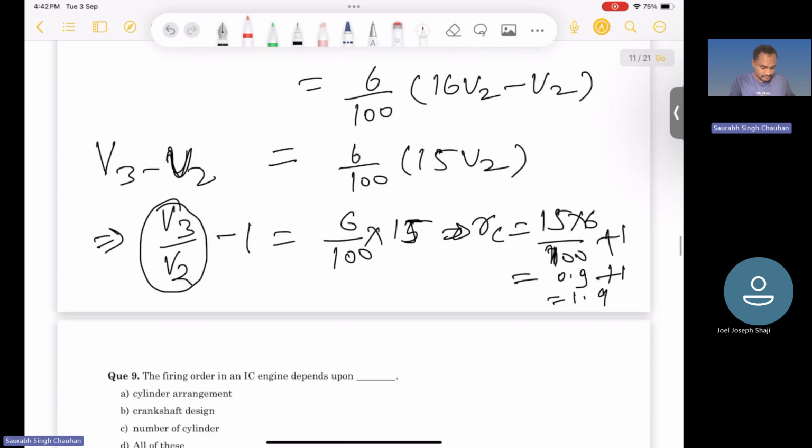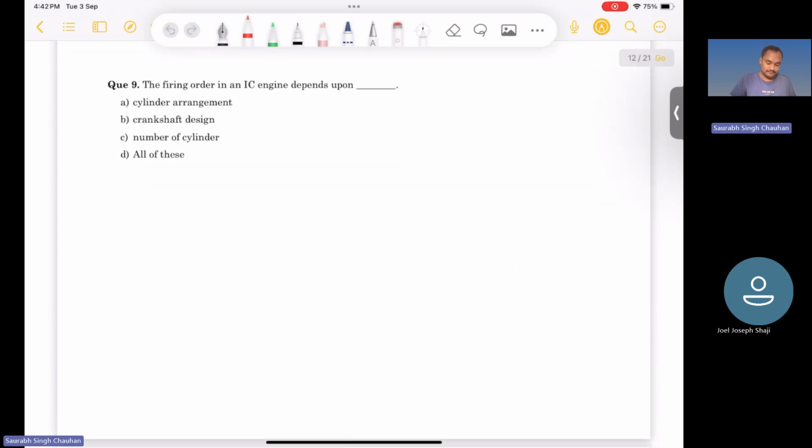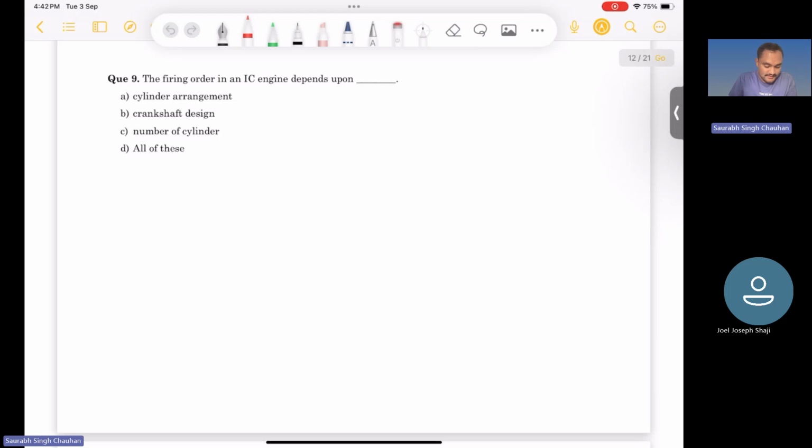Okay, we will solve question number 9. Question number 9 says the firing order in an IC engine depends on. Before moving forward, I will just explain what it means. Most engines will have more than one cylinder, like in tractors or buses or heavy-duty applications, you will have two cylinders, three cylinders or even four, five, or many cylinders.